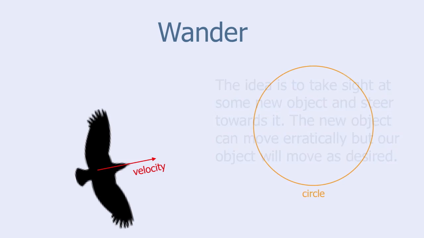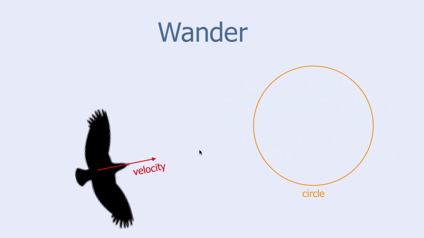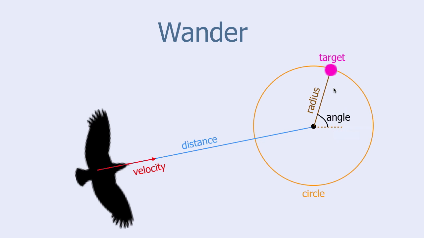We take a circle and place it in the direction of the bird. The circle will have a certain radius and be at a certain distance from the bird. At the perimeter of the circle, we place a point which we'll call the target. The point will have a certain angle with respect to the x-axis.